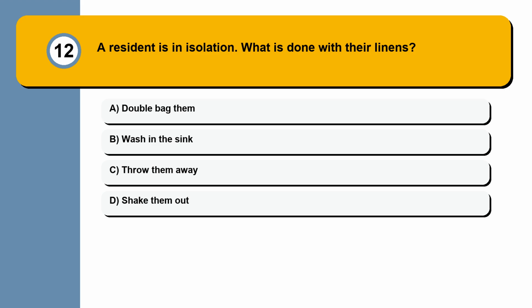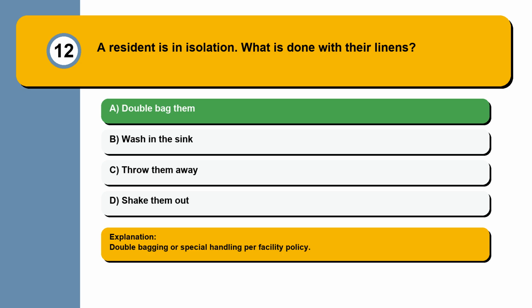Question 12. A resident is in isolation. What is done with their linens? Double bag them. Wash in the sink. Throw them away. Shake them out. Double bagging or special handling per facility policy.